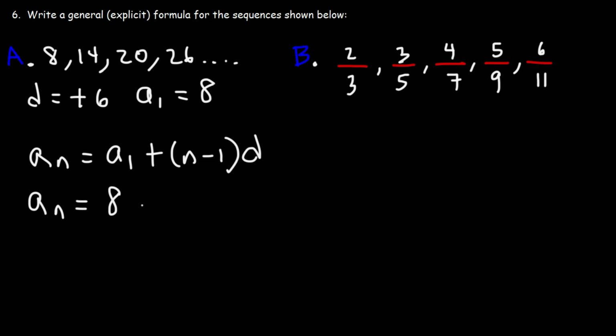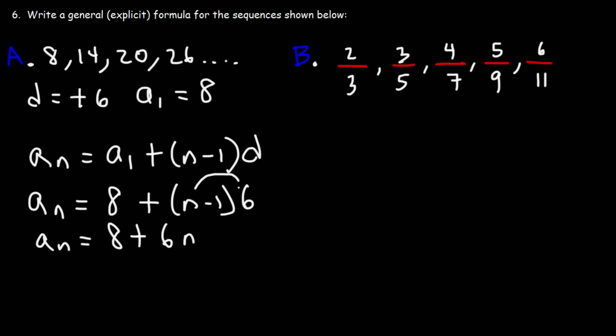The first term is 8. D is 6. Now what we're going to do is distribute 6 to n minus 1. So we have 6 times n, which is 6n, and then this will be negative 6. Next, we need to combine like terms. So 8 plus negative 6, or 8 minus 6, that's going to be positive 2. So the general formula is 6n plus 2.